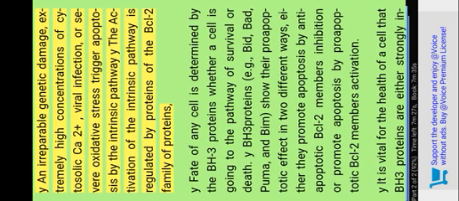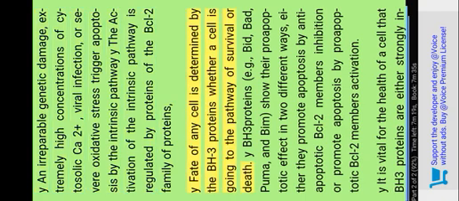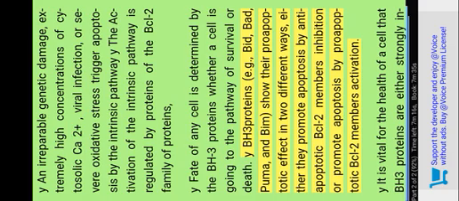Why irreparable genetic damage, extremely high concentrations of cytosolic Ca2+, viral infection, or severe oxidative stress trigger apoptosis by the intrinsic pathway. Why the activation of the intrinsic pathway is regulated by proteins of the BCL2 family. Why the fate of any cell, whether it goes to the pathway of survival or death, is determined by the BH3 proteins. Why BH3 proteins, e.g., BID, BAD, PUMA, and BIM, show their pro-apoptotic effect in two different ways: either they promote apoptosis by inhibiting anti-apoptotic BCL2 members, or by activating pro-apoptotic BCL2 members.